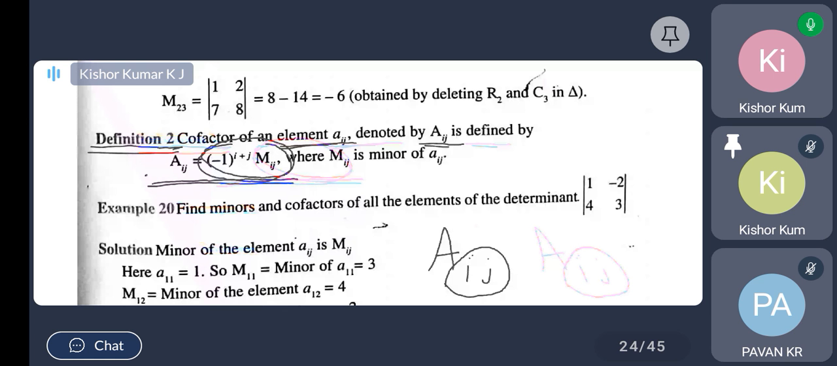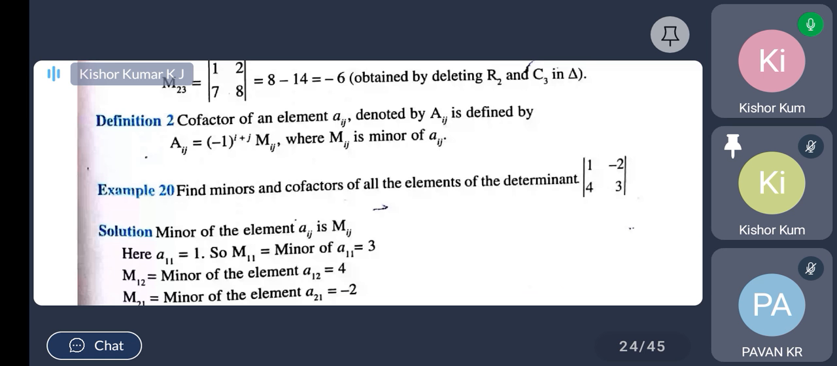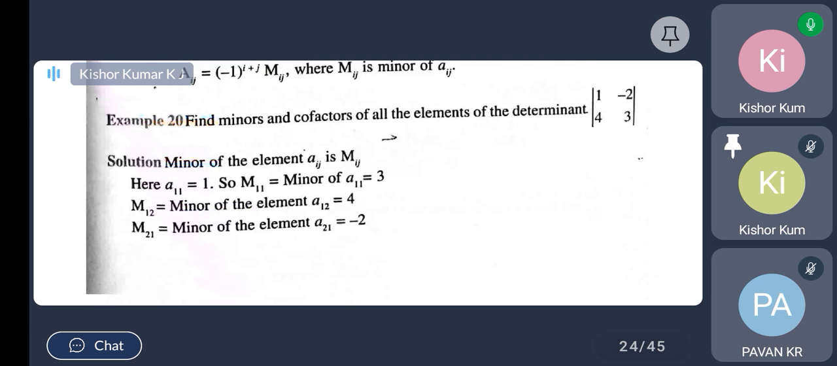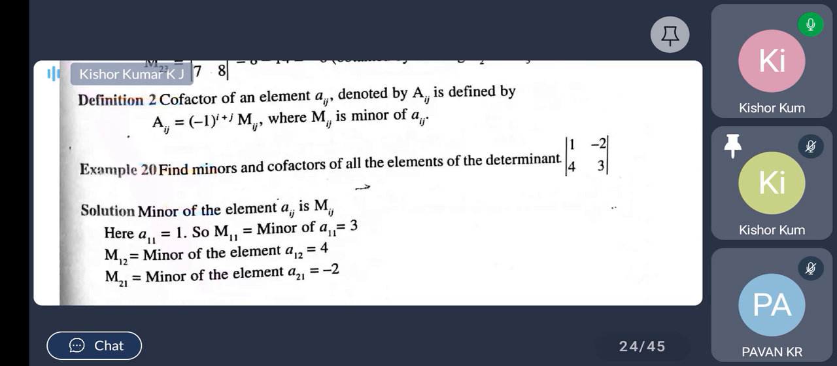Okay, so this is the definition and how to find the cofactor of any element. Here you have one example. Find the minors and cofactors of all the elements of the determinant 1, minus 2, 4, 3.